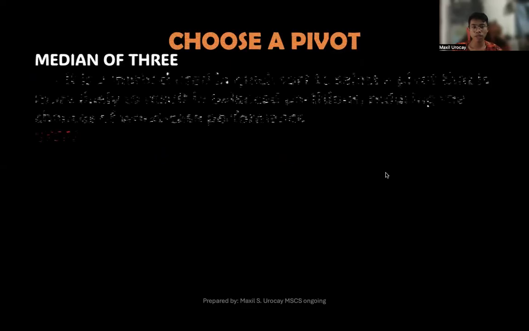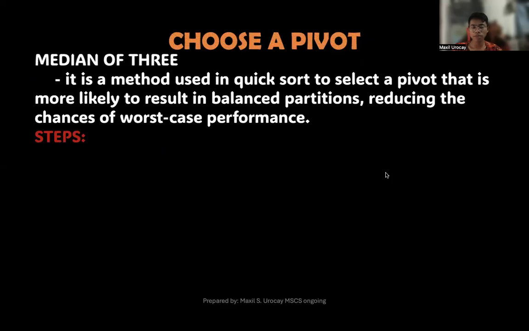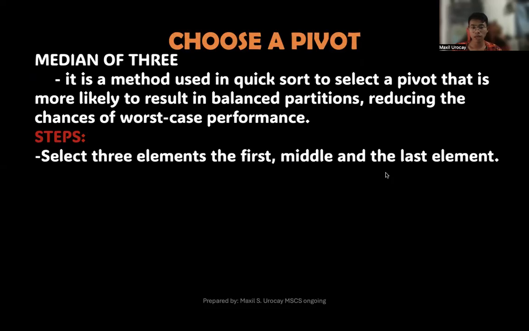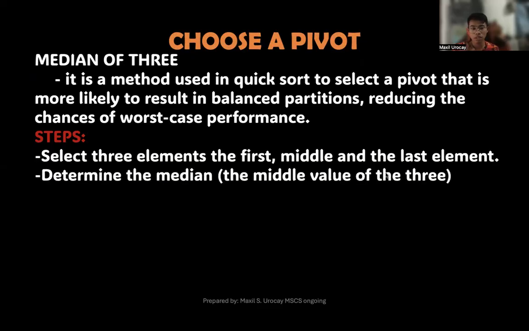And for this one right now, the median of 3, it is a method used in quicksort to select a pivot that is more likely to result in a balanced partition, reducing the chances of the worst case performance. The steps that we're following: we select the first element, middle, and the last element, and determine the median, the middle value of the 3.